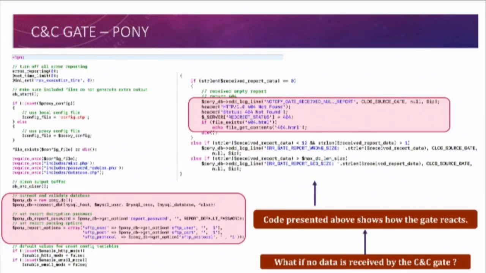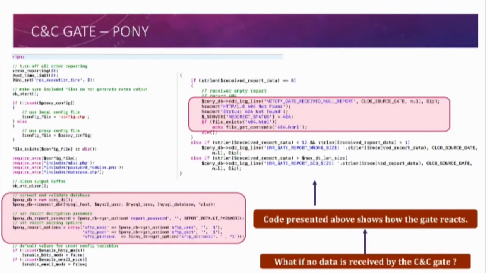Very simple use case scenarios. What if no data is sent back by the bot to the CNC server? The gate is going to come back and filter it. If you look at the code, it's going to tell you how they are filtering it. It's PHP based code, but it's validating the fact that the gate is there. It's a primary component of the botnet C&C architecture.